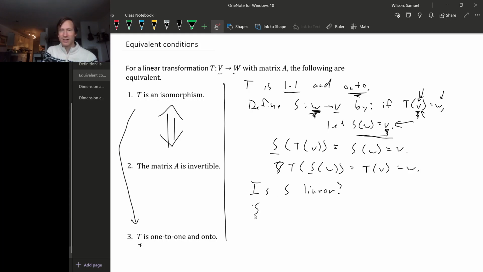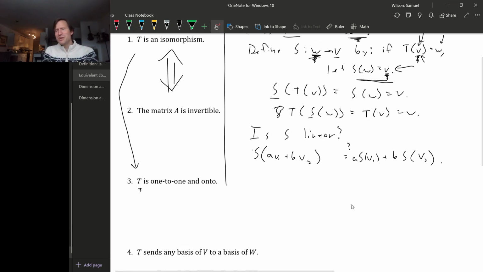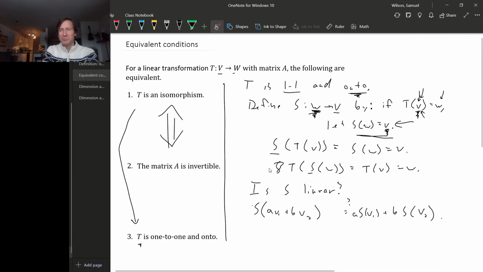Well, let's compare S of AV1 plus BV2, right? What we want to check is, is this the same as A times S of V1 plus B times S of V2, right? We need to check, does S have the property of linear transformations? So we need to check these two things. Well, what we can do here is, remember, we have access to T. So what we can do is hit both sides of it, see what T does to both sides of these.